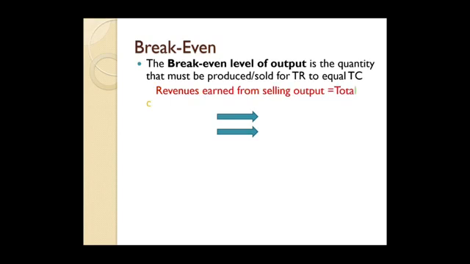TC stands for total cost. So the revenue earned from selling output equals the total cost of producing the output. So the break-even level of output, I'm talking about the amount of goods, the quantity that must be produced by the business so that the total cost is equal to the total revenue.